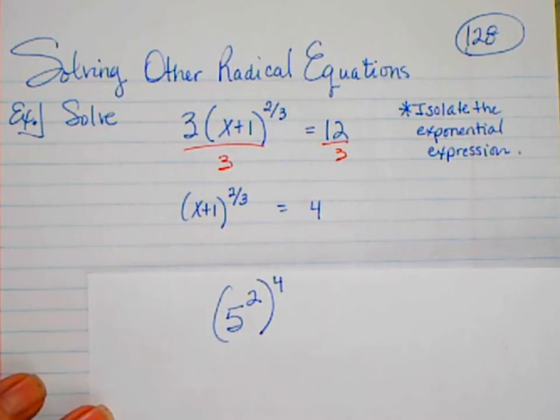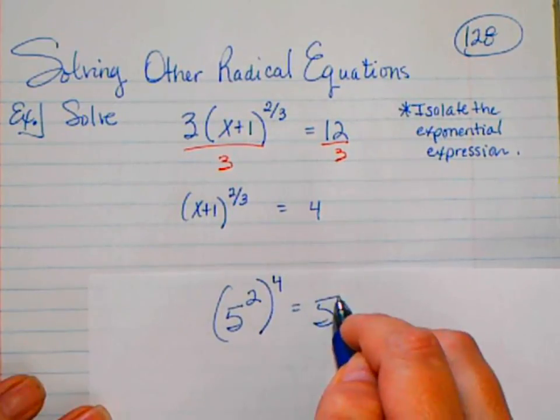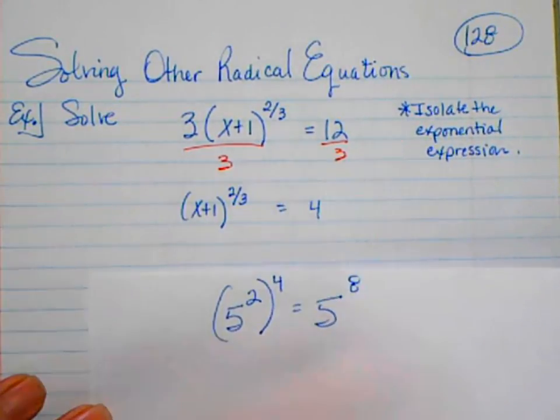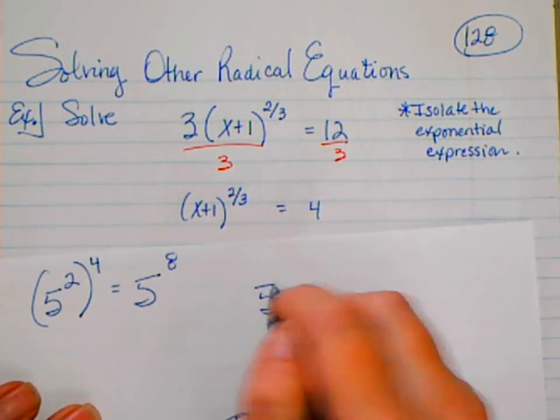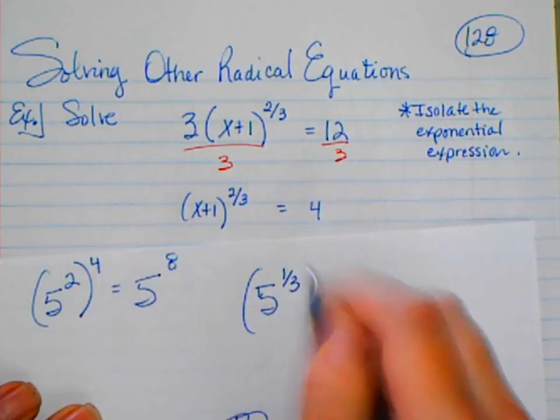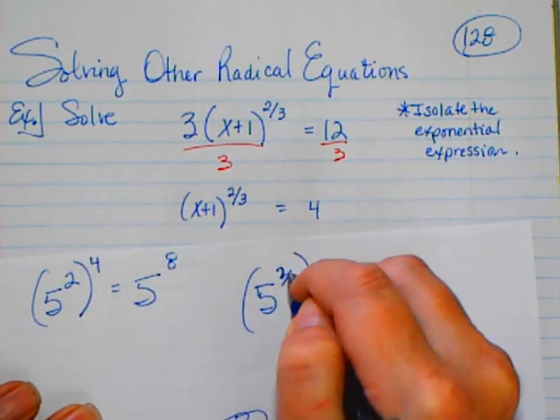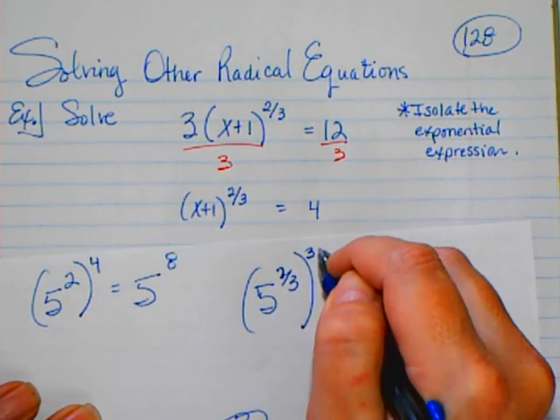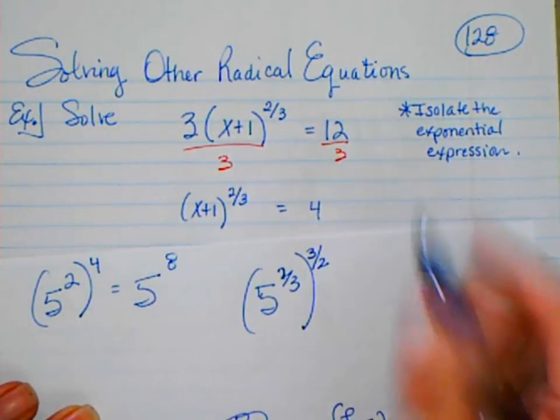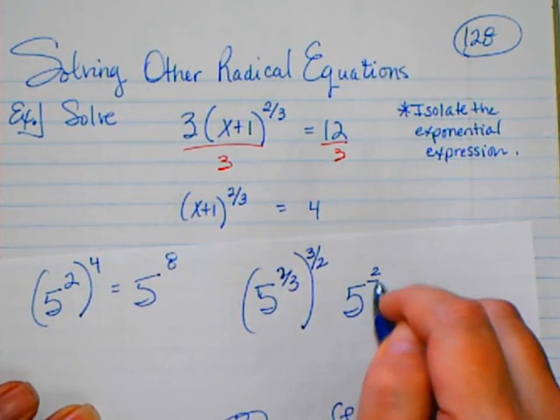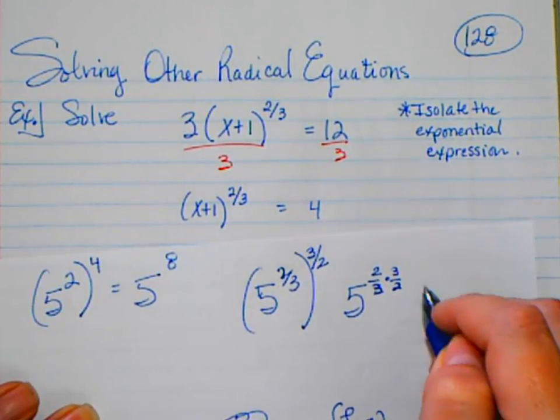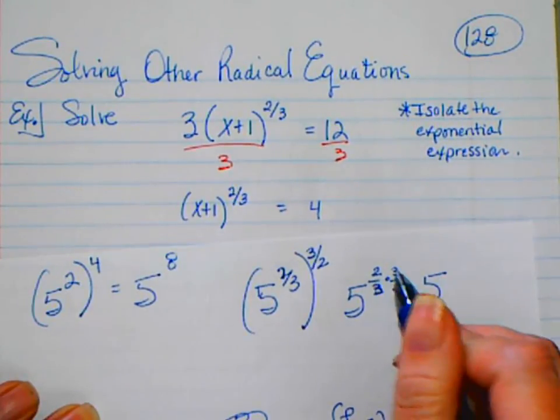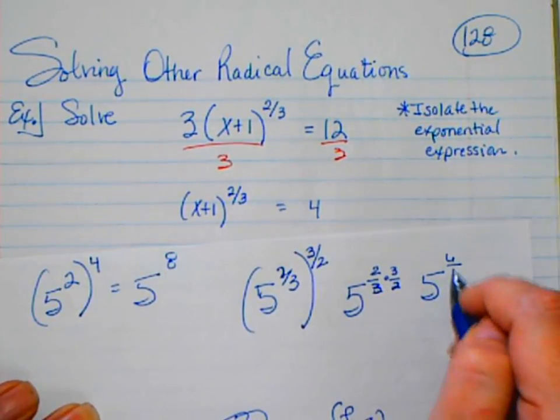Do you remember what you do with those exponents? You multiply them. Power to a power rule says keep the base, multiply the exponents. If you had 5 raised to the 2/3, and that was raised to the 3/2, that means I keep the base, multiply the exponents, right? And we just reviewed how to multiply fractions. Numerator times numerator, denominator times denominator.